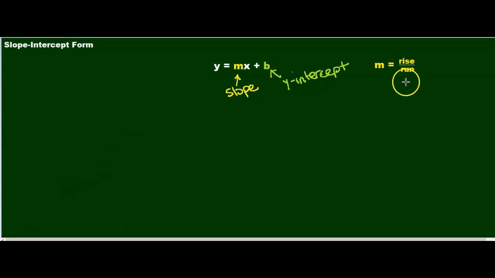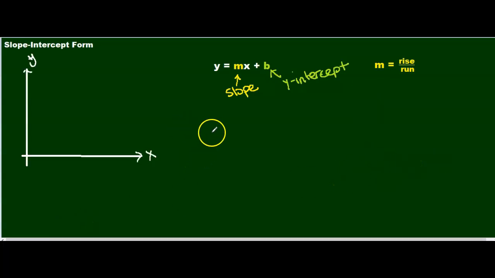Now recall the slope m is our rise over the run in the graph. The rise being how many units you went up or down, and the run being how many units you went left or right. So let's get an example. Let's say we had an equation that was y equals 2x plus 3. Now our y-intercept, which is where our graph cuts the y-axis, would be at 3.